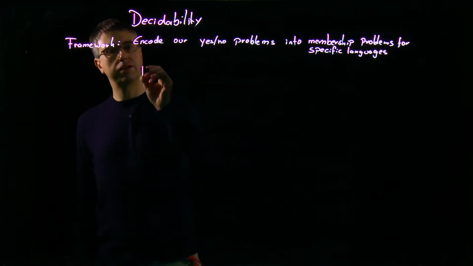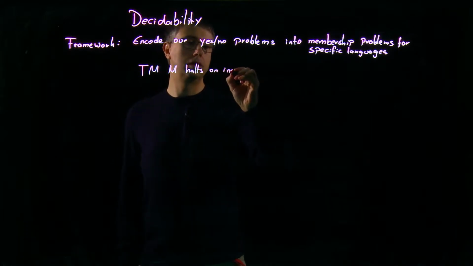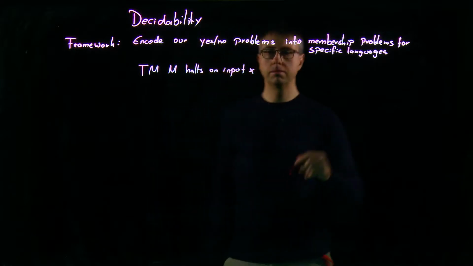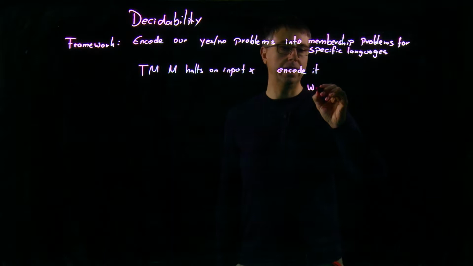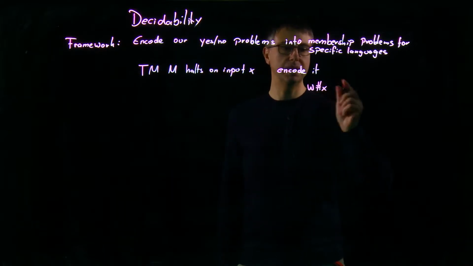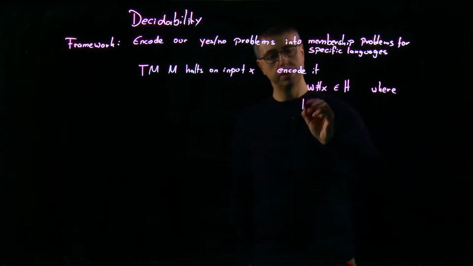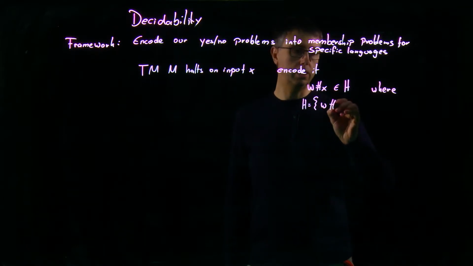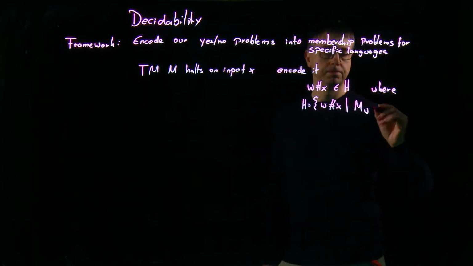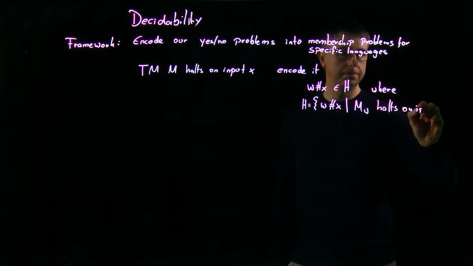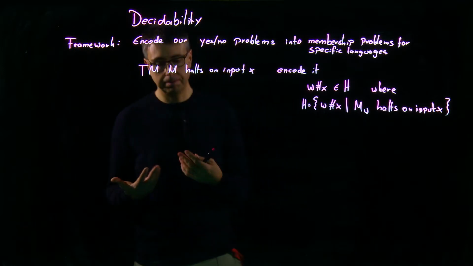How does it work? Instead of checking whether a Turing machine M, for example, halts on input X, we encode it into the membership problem, whether some string W#X, where # is just a separator, is in some specific language H, where H is the set of all encodings of Turing machines separated by inputs, such that the Turing machine corresponding to the encoding W halts on input X. So all our problems will be encoded into language problems in general.